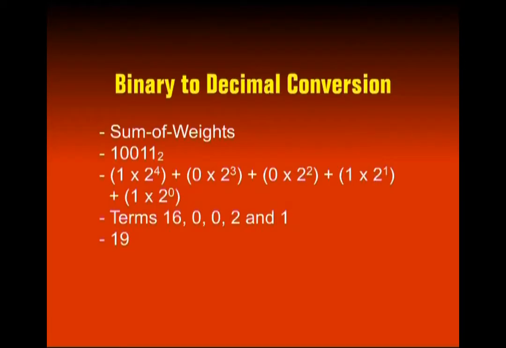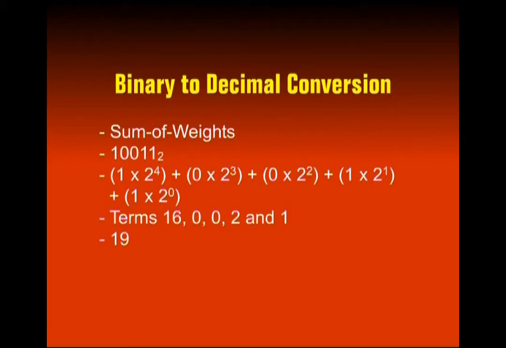The next digit is of course 0. Its weight is 2^3. The next digit is again 0. Its weight is of course 2^2. The last two binary bits are both 1s. Their respective weights are 2^1 and 2^0.